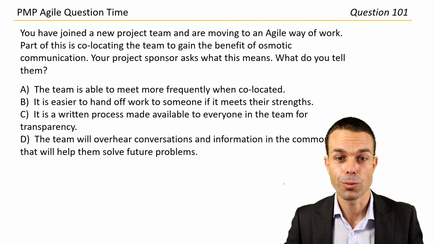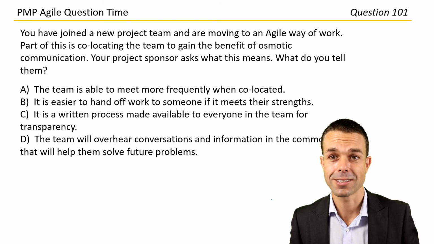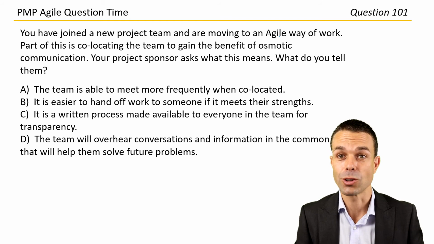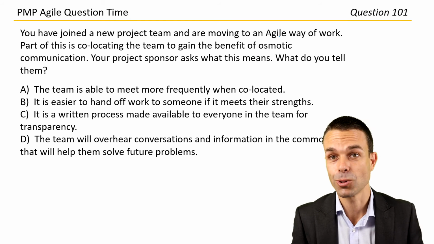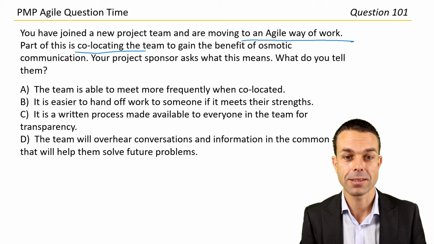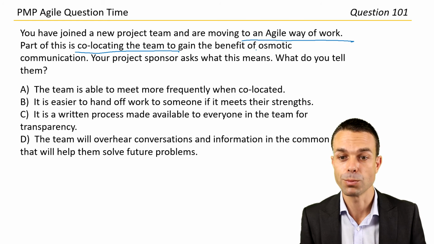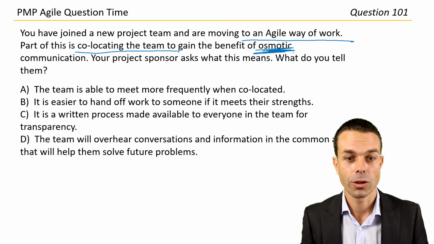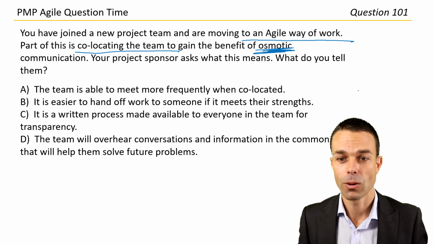You've joined a new project team. Okay, this sounds like a scenario-based question, which is going to be awesome. You'll see this sort of thing on your exam. Now we're moving to an agile way of work. Part of this is co-locating the team to gain the benefit of osmotic communication. Your project sponsor asks what this means. What do you tell them?